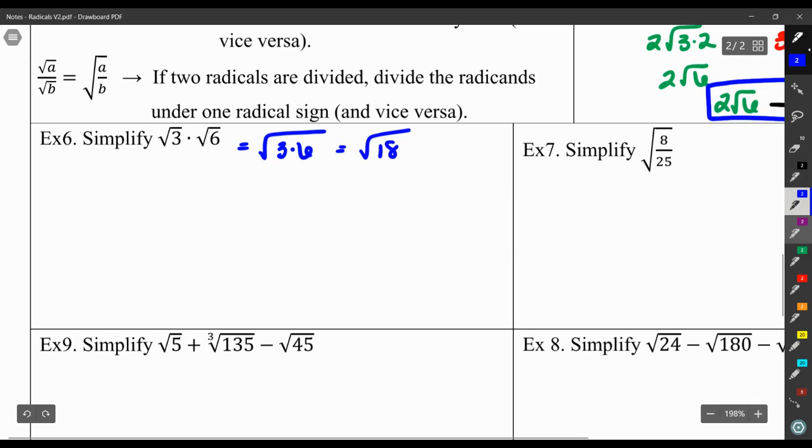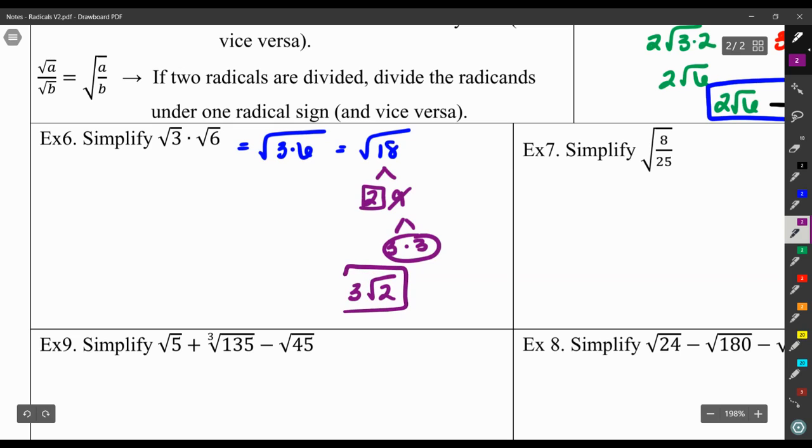Well, the square root of 18 is something that I can simplify. I can break down 18 into 2 times 9. Then I can break down 9 into 3 times 3 and have a pair of 3's to take out of the square root, leaving only a 2 underneath. So using the multiplication rule is a way to help you simplify radicals that are multiplied together.